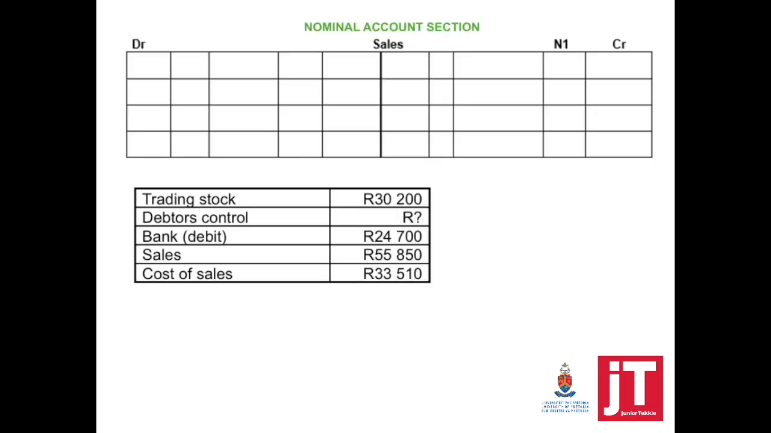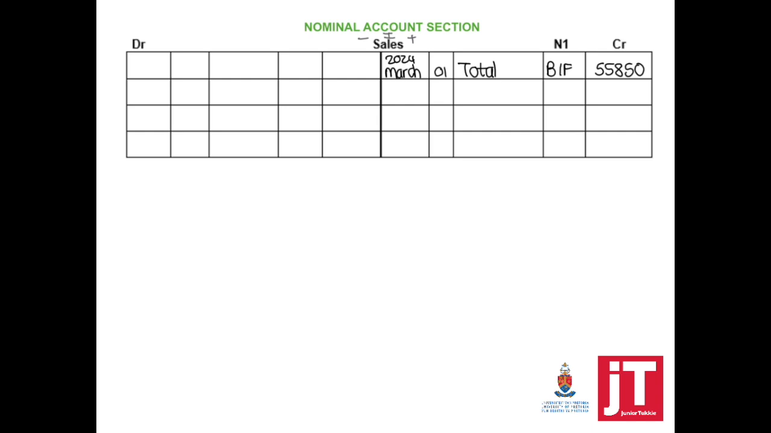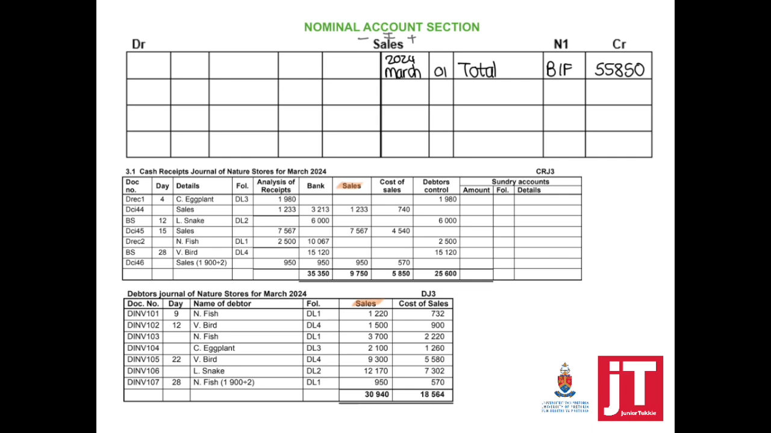Now we move on to the nominal account section. We start with totals brought forward. That will be on the first day of the month. It will appear on the credit side because sales is regarded as an income and the plus is on the credit side. The total brought forward is 55,850. From the cash receipts journal, sales will always be credited and my details bank. From the debtors journal, sales will always be credited, but now my details is debtors control. That represents my cash sales. The second one, debtors, represent my credit sales. And at the end of the month, we have to total this.